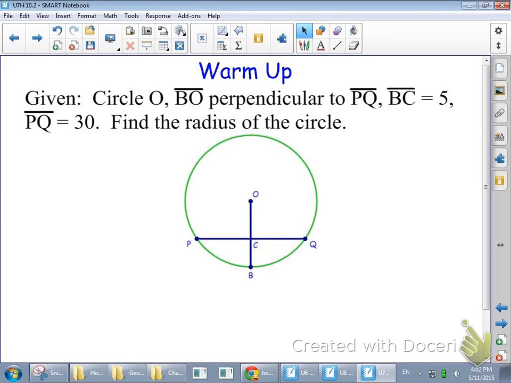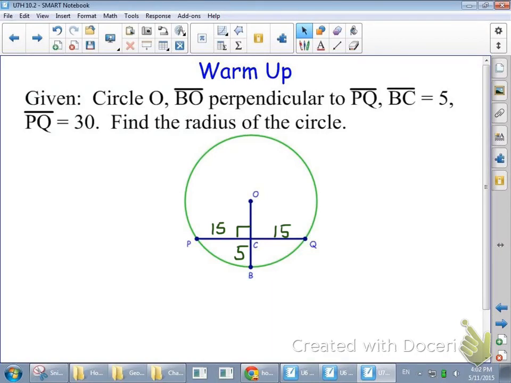Okay, now that you have your answer, let's see if you got it right. First of all, we have circle O, and we know that BO is perpendicular to PQ. So let's go ahead and mark our figure. And we know that BC is 5, so down here we have a 5, and PQ is 30. So if we know that BO is perpendicular to PQ, we know already from our theorem we learned yesterday that that radius there is going to bisect the chord. So if the entire chord is 30, then I know each one of these pieces will be 15. So now I need to find the radius.